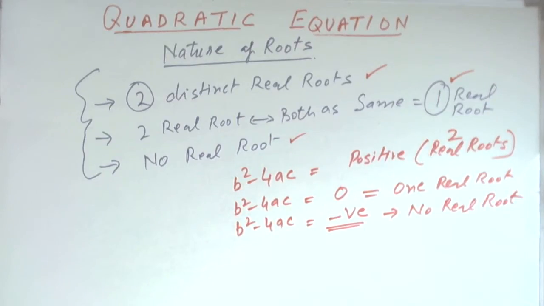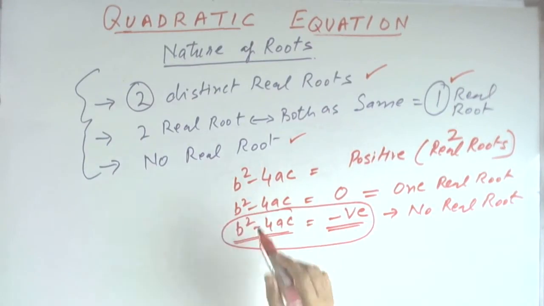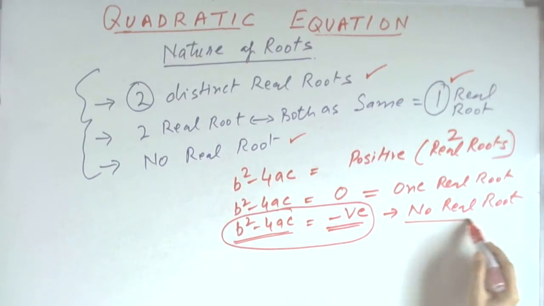Because for a negative number, we do not know how to take the square root. The square root of a negative number is not a real number. It's an unreal number. So it means if b square minus 4ac is negative, then no real root.